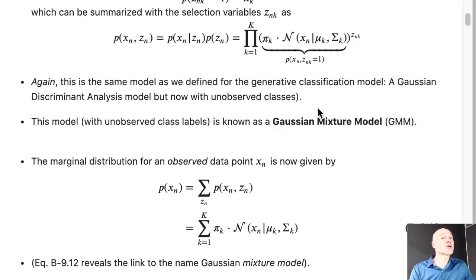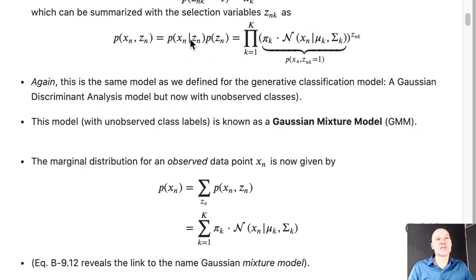Both of them are unobserved in a way. They are both latent variables. But mu k is not a function of the observation n, right? It's a parameter for the whole system. Z of nk is also a latent variable, also unobserved, but I have a new variable for each observation x of n.